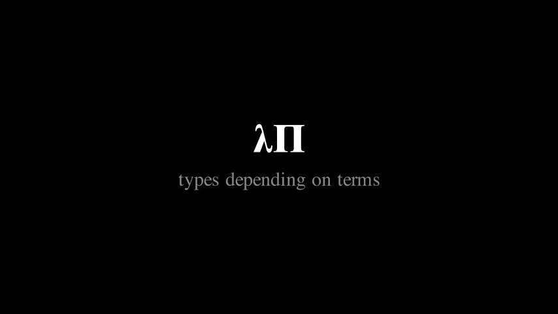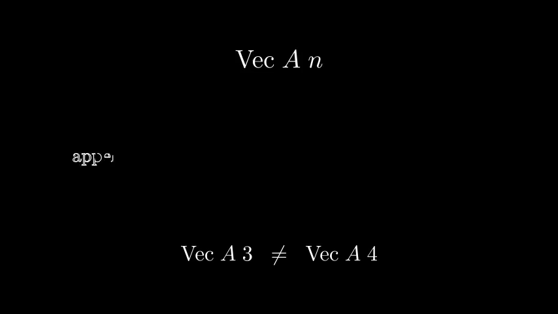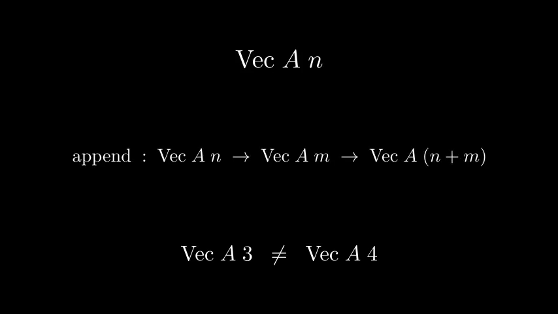Here's the canonical example. A vector of length n holding values of type A. The number n is a runtime value. It is a term, not a type. So Vec A 3 and Vec A 4 are different types. The type depends on the value. That lets us write a function whose return type encodes its behavior.